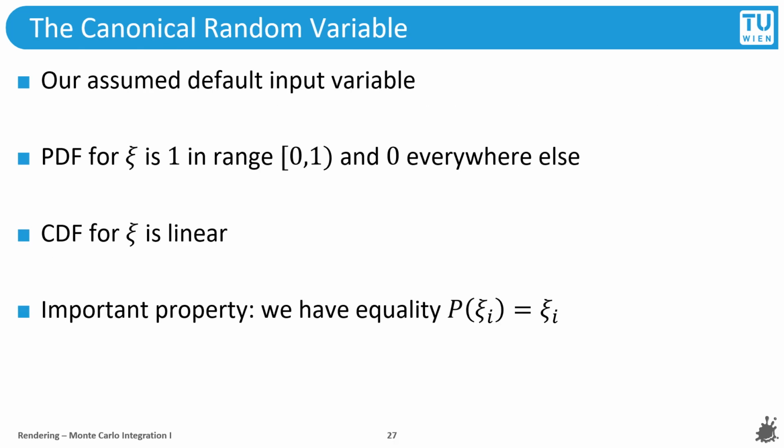A few notes about the canonical random variable. It will be our assumed default input variable, meaning that if we need some other distribution, we will assume that we can always obtain samples from the canonical random variable and then perhaps convert them via some other process into another distribution that we need. The PDF for the canonical random variable is constantly 1 in the range from 0 to 1 and 0 everywhere else, which implies that the CDF of the canonical random variable is linear, and that yields an important property, namely that the output of the CDF from a sample drawn from the canonical random variable is equal to the input.